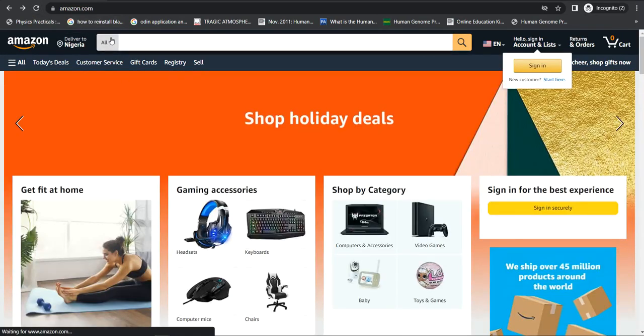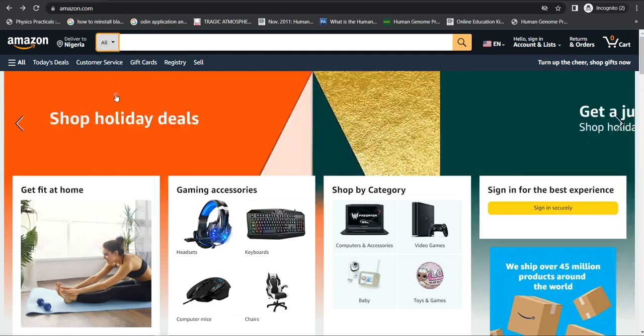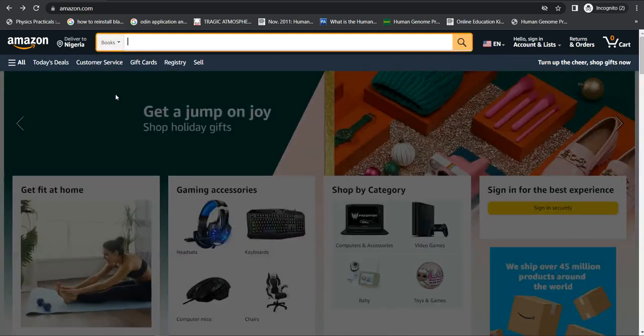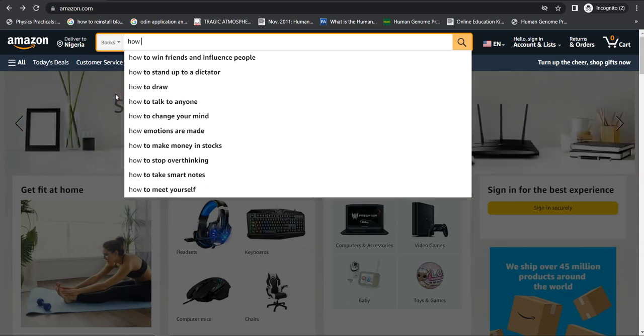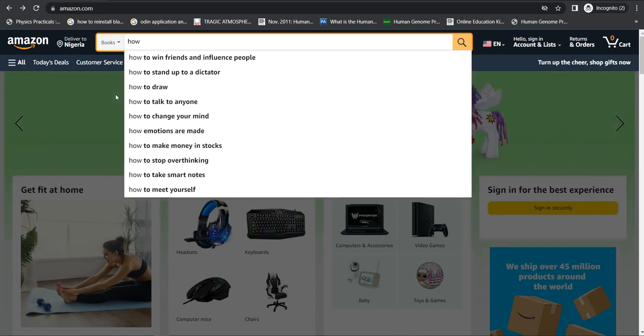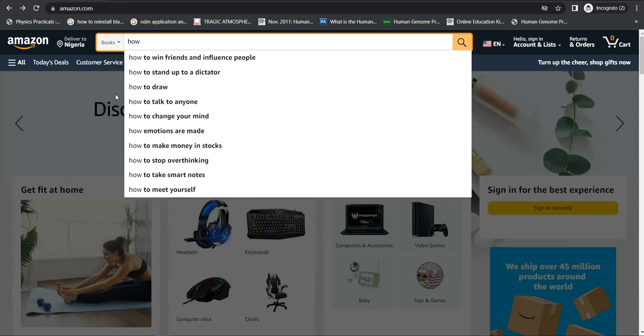First thing, you change your All to Books. Then the next thing you want to do is, let me just make this an example. As I just typed "how", did you see the options that came out? How to Win Friends and Influence People has made Amazon the highest money among all these keywords here, followed by How to Stand Up to a Dictator, followed by How to Draw, followed by How to Talk to Anyone. Most of you would know that How to Win Friends and Influence People is a book by Dale Carnegie, and it's a best-selling book.